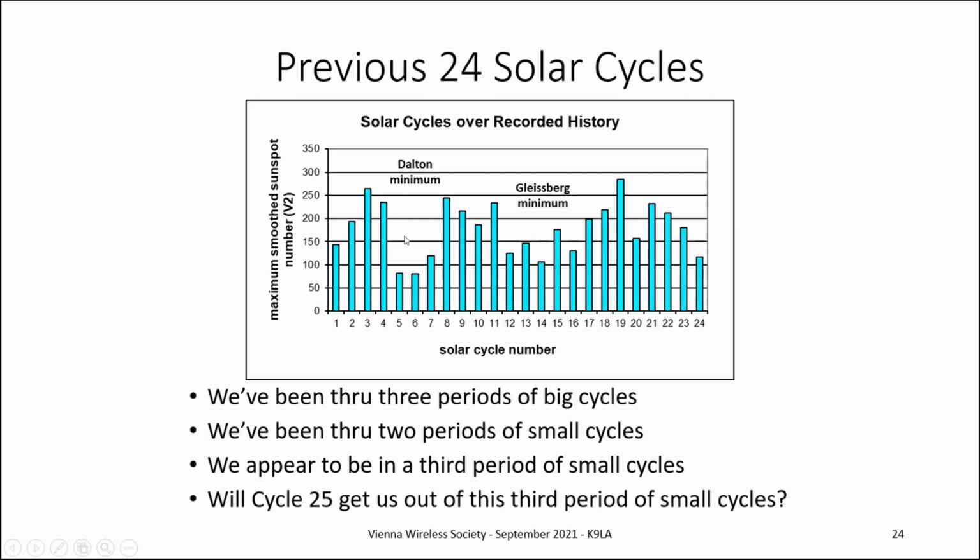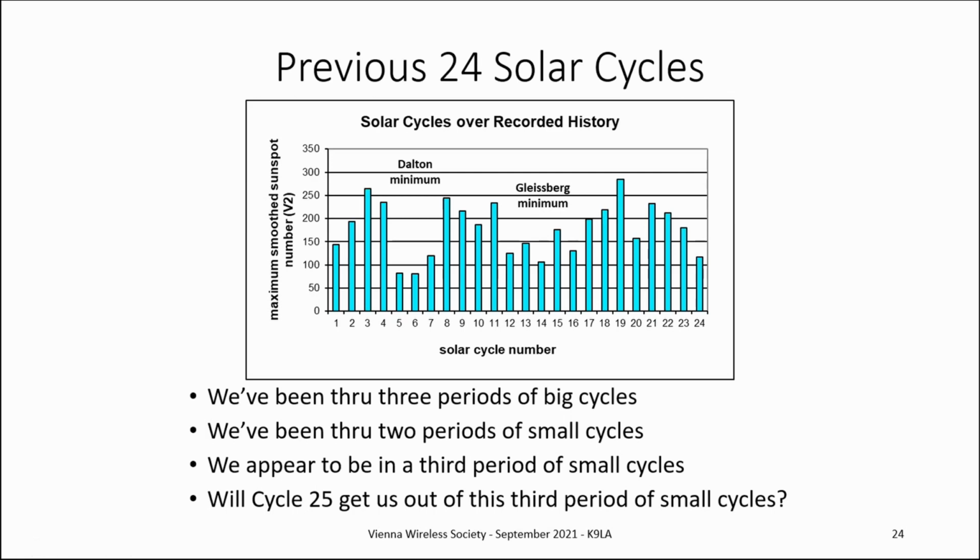What this also says, we've been through 2 periods of small cycles. Cycles 5, 6, and 7 were certainly quite small. Cycles 12, 13, 14, 15, 16 were a little bit bigger, but they're still down from those 3 higher periods. And we appear to be in a 3rd period of small cycles. That's cycle 24. It's the lowest in our lifetimes, and it's the 4th lowest in recorded history.